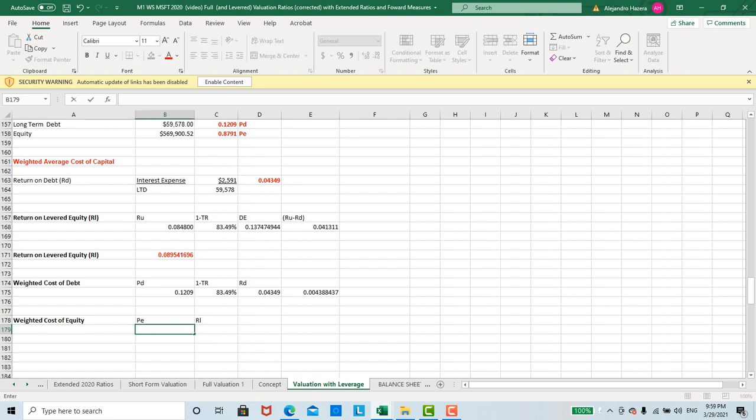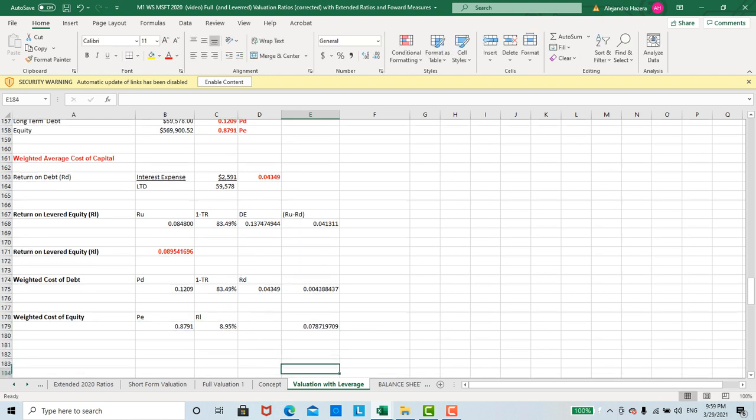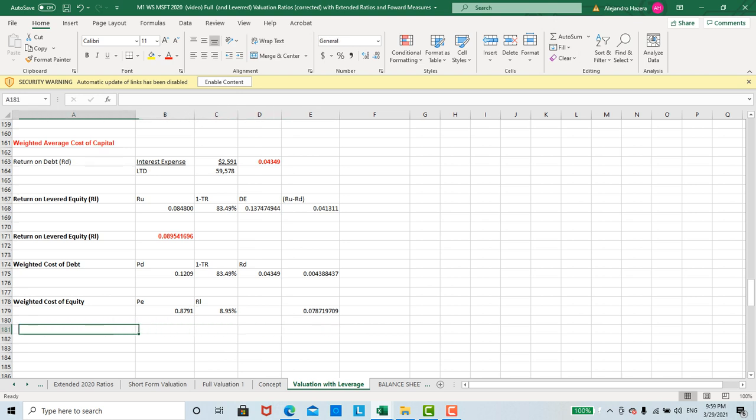Okay, so the percentage of your capital that is equity is almost 88%. The levered cost of equity is that number right there, and we're just going to multiply it. Now, there's no tax effect because dividends are not tax deductible. So there we get about 7%, or close to 8%.